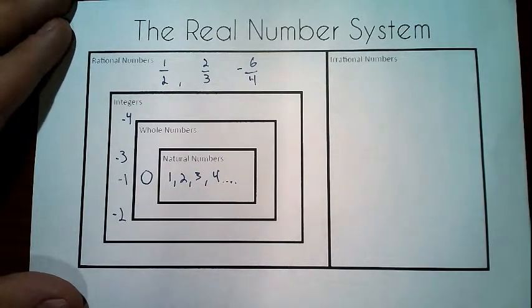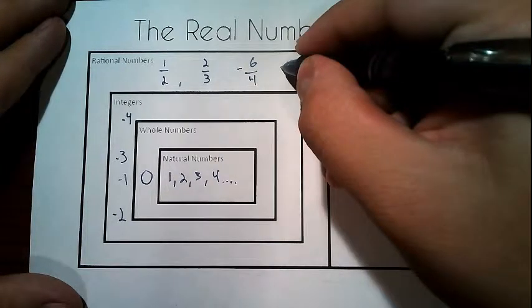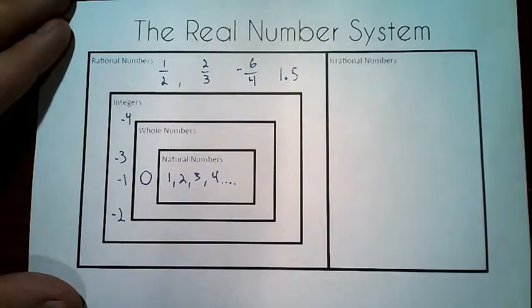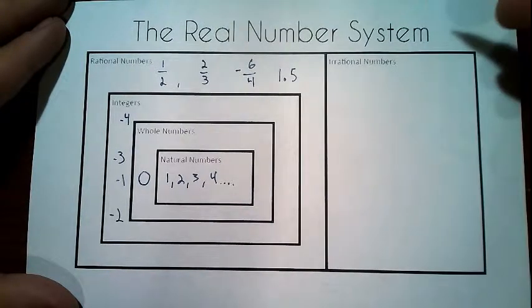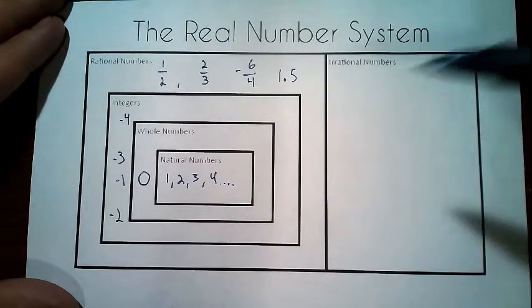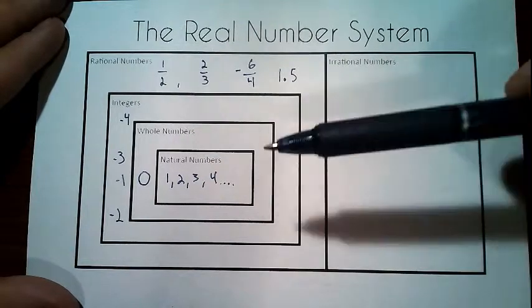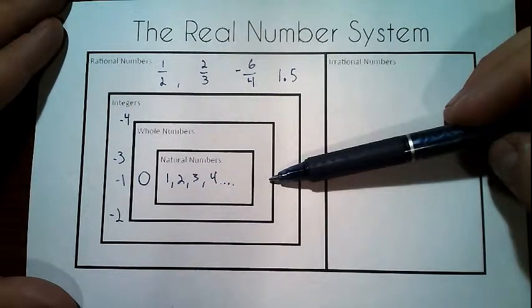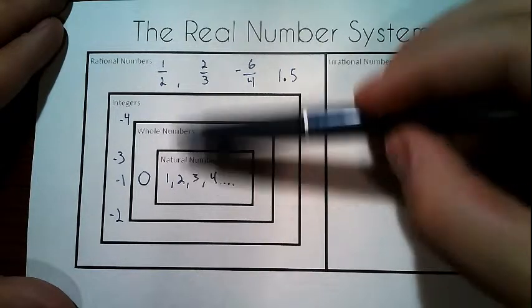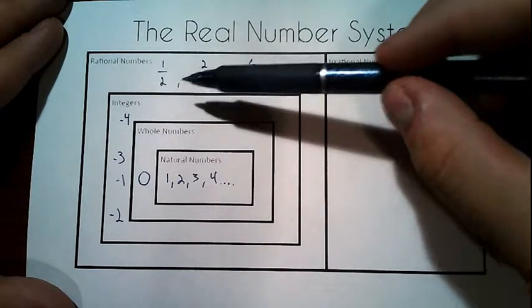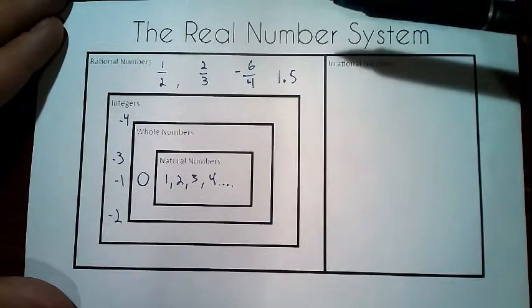Rational numbers can also be decimals. 1.5. Right? That's a rational number because it's 1.5, which can be written as a fraction. So as long as you can write a number as a fraction, it's going to be rational. This 2, right, is a rational number because I can write it as 2 over 1.